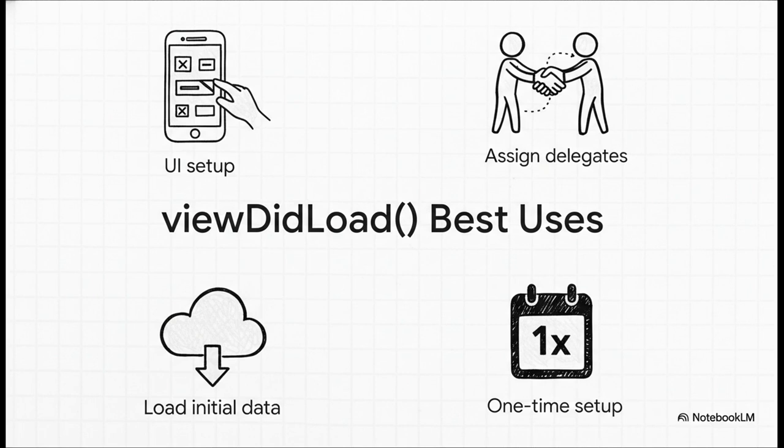So what kind of stuff belongs here? Well, this is your go-to spot for setting up your UI elements, like putting the text on a label or changing the color of a button. It's also where you'll want to set up your delegates or kick off that first network call to grab the data your screen needs. The golden rule here is simple. If it only needs to happen one time, viewDidLoad is almost always the right place for it.